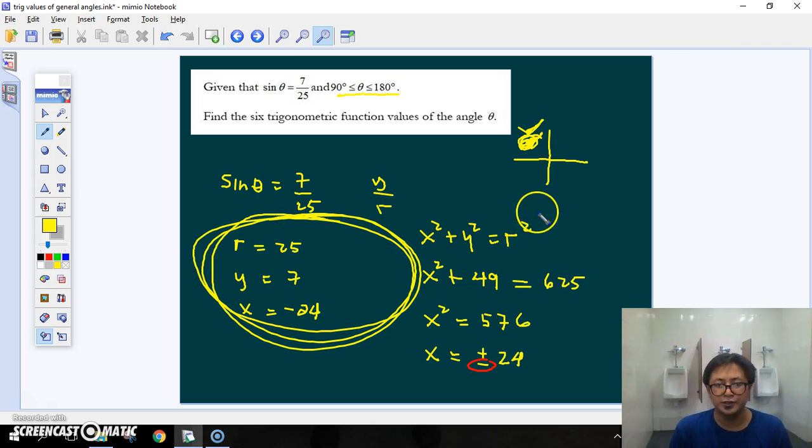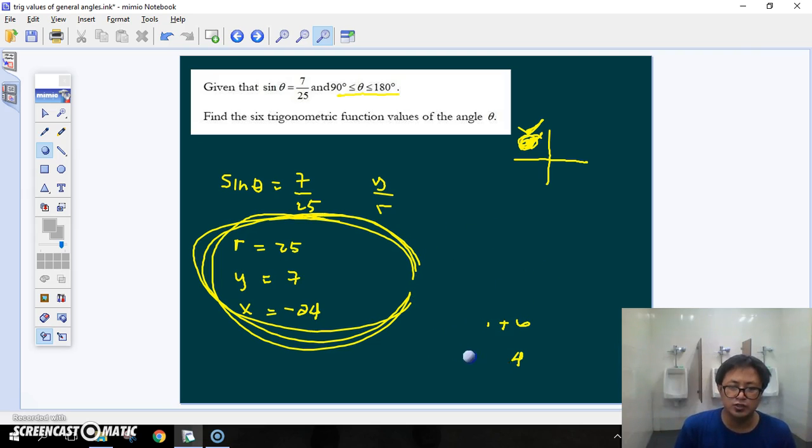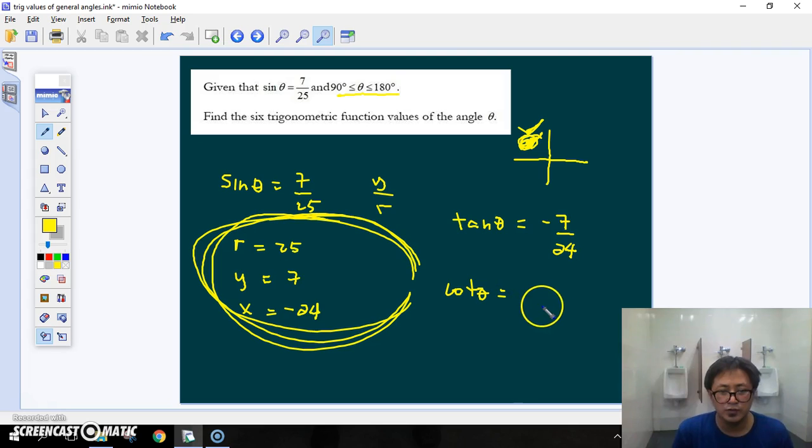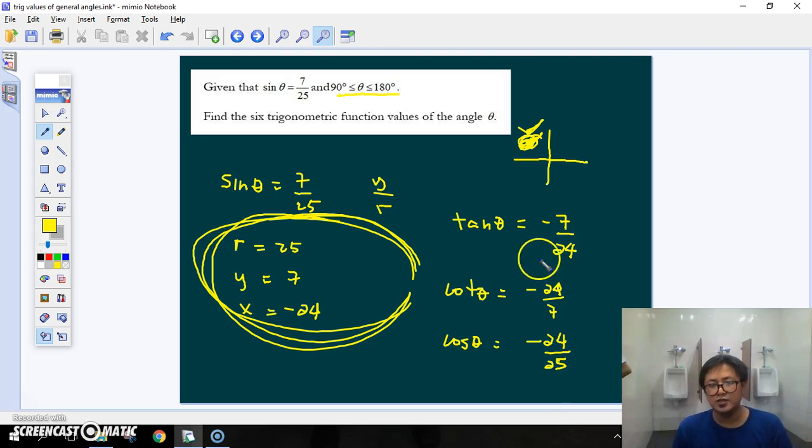You can answer anything. So what is sine? Let's erase. So let's just answer the sine, cosine, tangent, etc. What is tangent of the angle? Y over x. So that's negative 7 over 24. What's cotangent? Negative 24 over 7, the reciprocal, right? What is cosine? X over r, negative 24 over 25. That's how easy it is, really. When you have this x, y, and r, it's done.